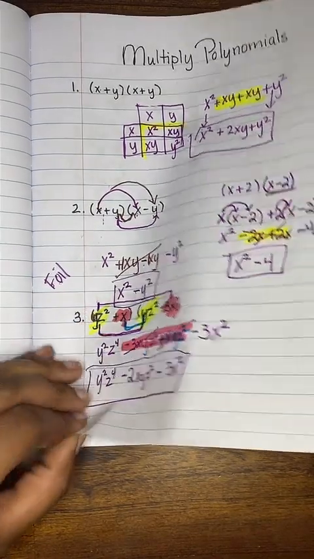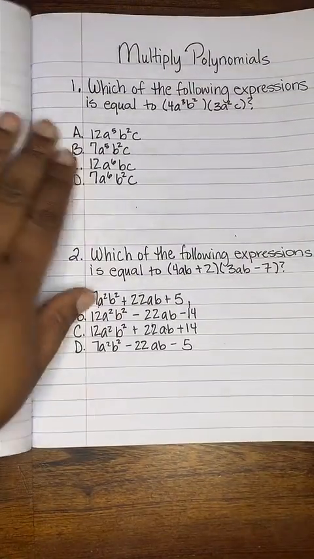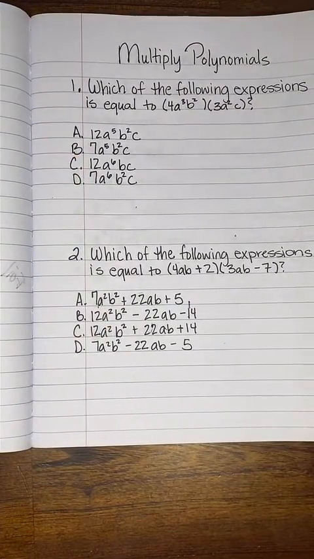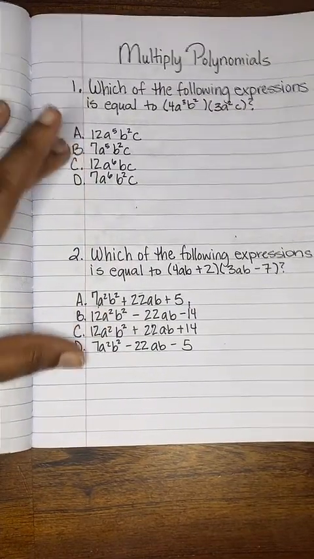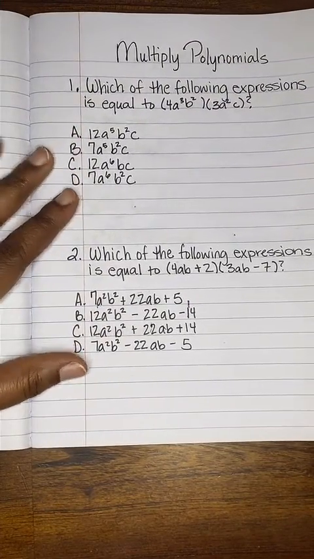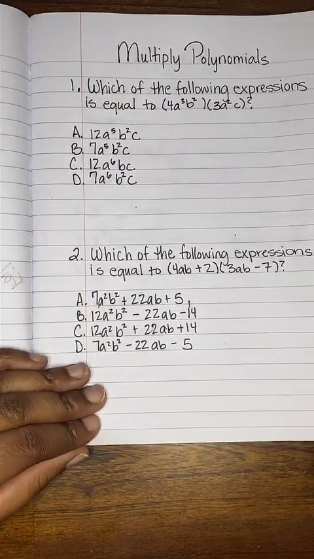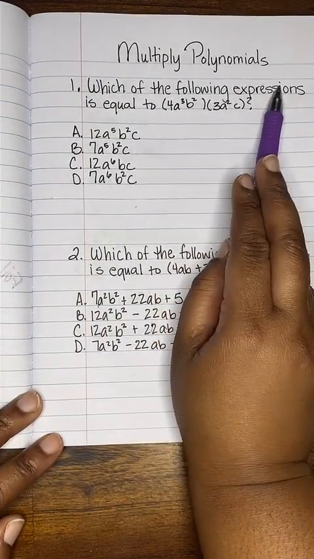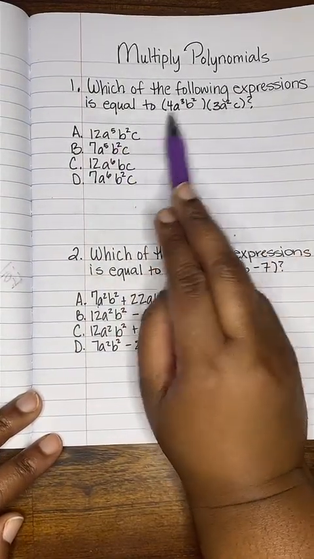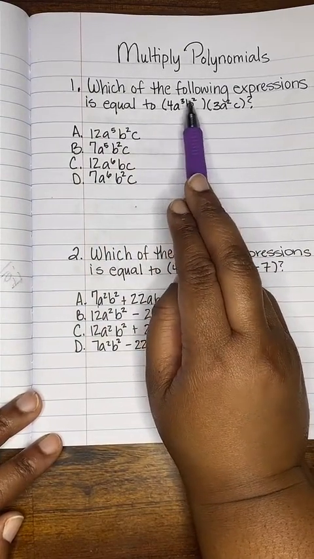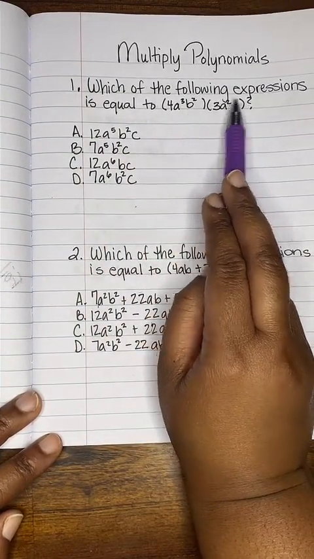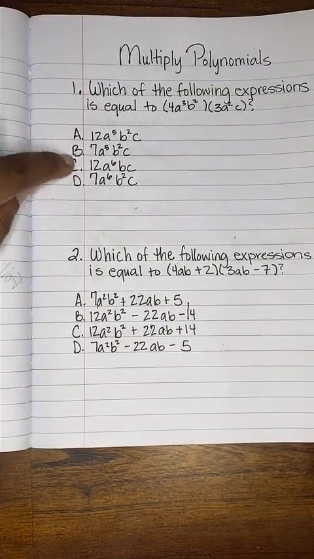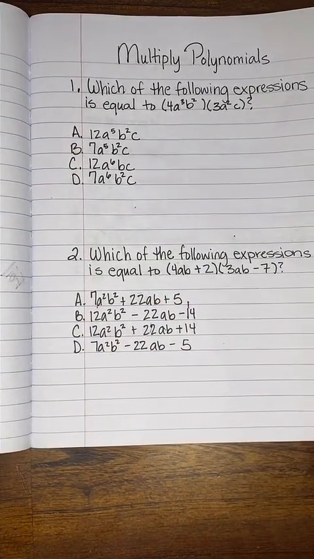All right. I think that is, okay, so now this is what you actually might see. I mean, that's what I got from the GED, but this is what it will look like on multiple choice, okay? So let's do this. Which of the following expressions is equal to, parenthesis, 4a cubed, b squared, 3a squared, c? What do you guys think? Can you guys put A, B, C, or D? What do you guys think?